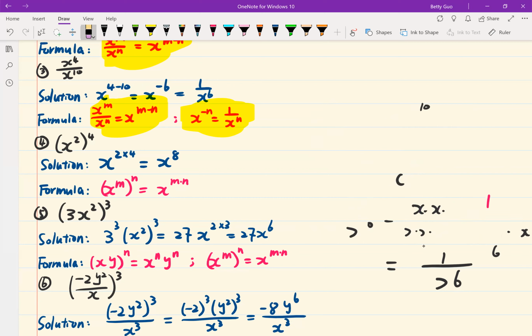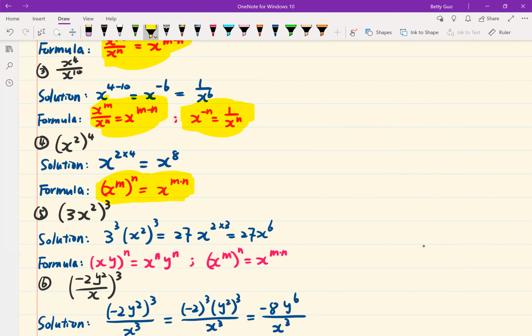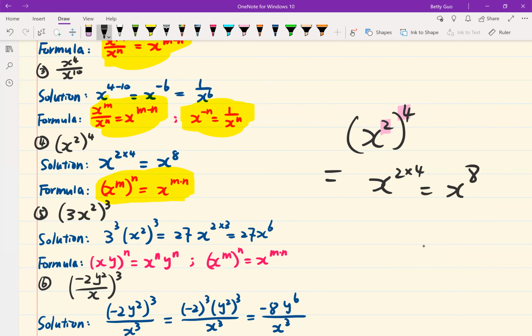Number 4 is a simple problem, a straightforward application of a power rule. Power rule, x to the power of m and then to the power of n equals x to the power of m times n. We multiply the two exponents when we apply power rule. We have x to the power of 2 and then to the power of 4. We keep the base x and we multiply the two exponents. 2 times 4, power of 8.